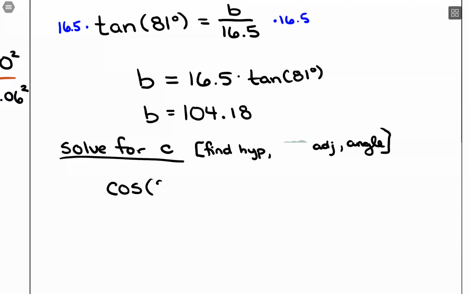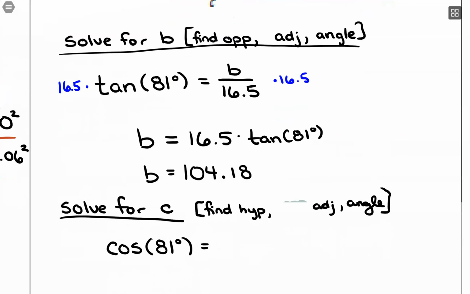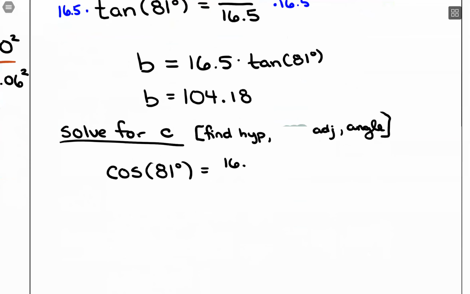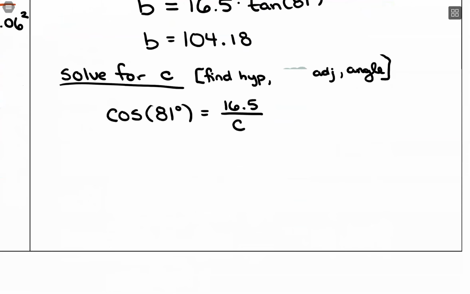So cosine of 81 degrees, we'll take our adjacent side length, which is 16.5, over unknown side length, which is C. So this one's going to take a little more maneuvering. I'm going to multiply both sides by C, which will get C to cancel out on that right-hand side. So I'll have C times the cosine of 81 degrees is equal to 16.5. Then what I need to do, okay, let's go ahead and write that out. C times cosine of 81 degrees equals 16.5.